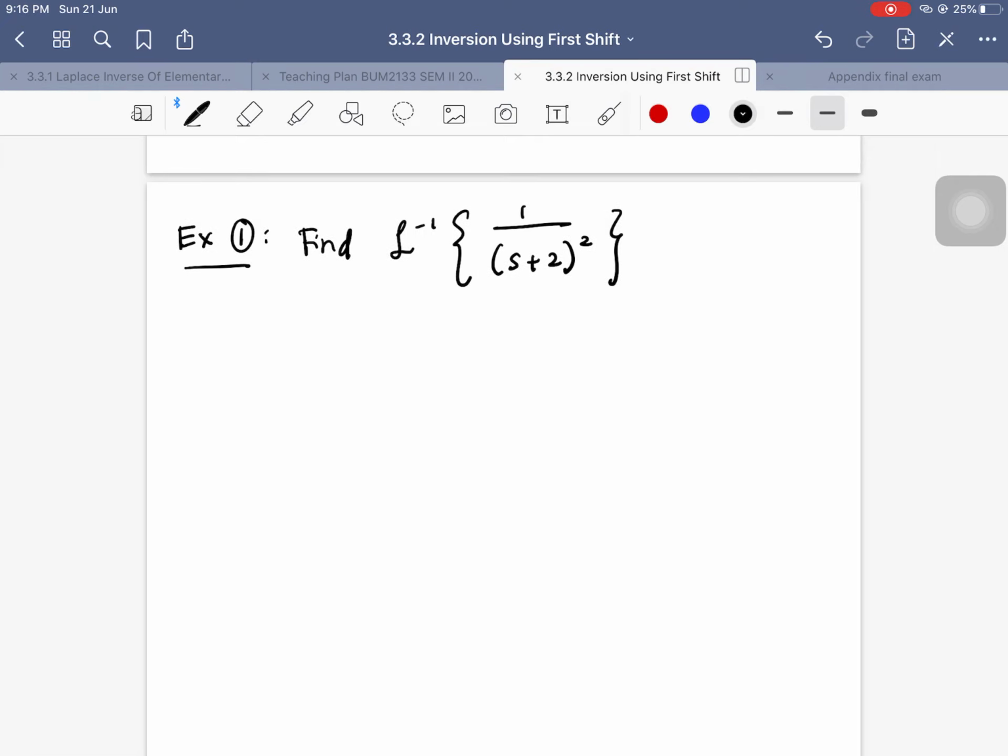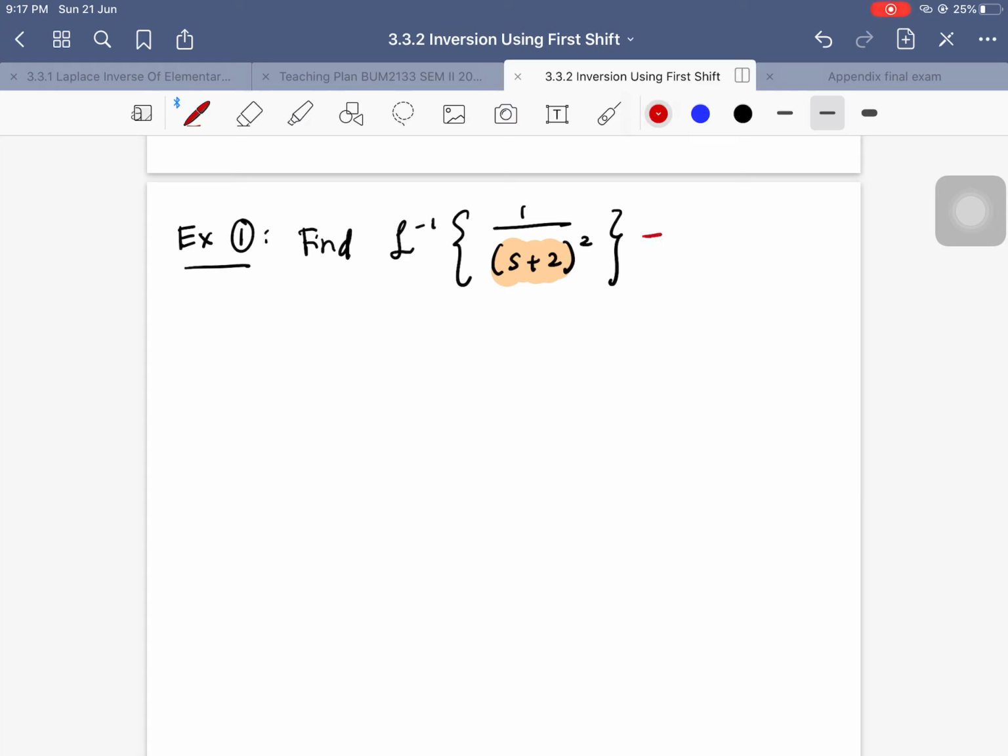So the first example here, I'm going to start our theorem, inversion of a shift theorem. So I'm going to find the Laplace inverse of 1 over (s plus 2) squared. Again, why are we using this method? Because I have this s plus 2, s plus a. Remember, I mentioned just now, when you have something in terms of s plus or minus a at the denominator, then yes, automatically it is possible to use inversion of a shift theorem.